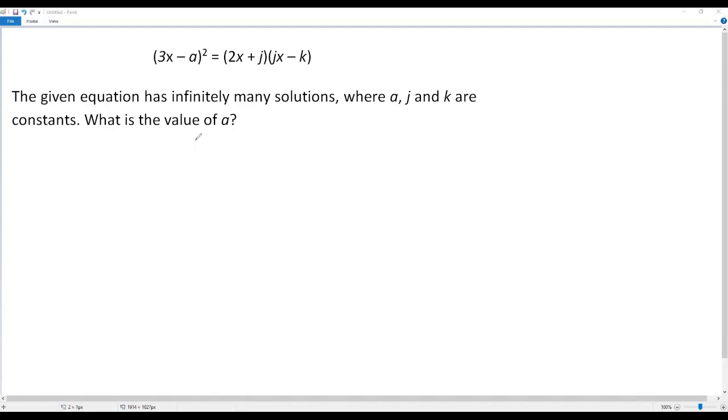Here we have a SAT math problem. Okay, let's go to the question. (3x - a)² = (2x + j)(jx - k). The given equation has infinitely many solutions, where a, j and k are constants. What is the value of a?